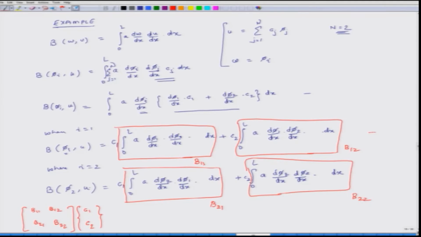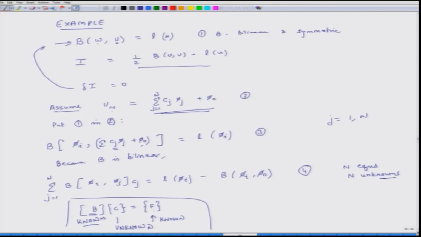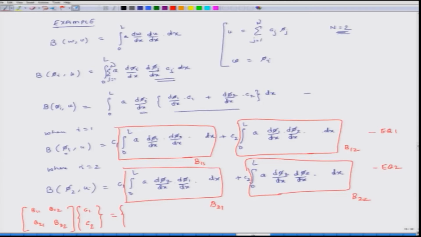So, this equation 1 and this equation 2 can be represented by this 2 by 2 matrix multiplied by this column vector on C. And on the right hand side, what do I get? I get the F equation, the terms involving the F vector. I basically do the same thing on L(u), the linear term, and I will get my F1 and F2. Any questions, confusion?